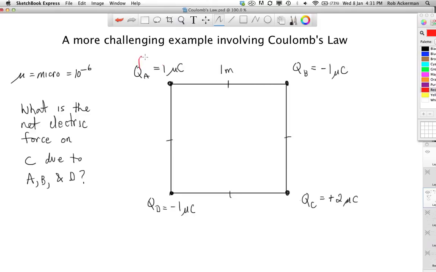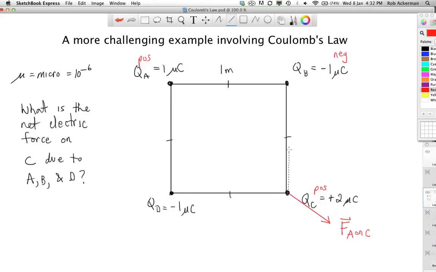A is positive, and C is positive, so they're going to repel one another. They repel along the line that joins them, and so I could draw a vector pointing this way, and I might give it a symbol F, A on C, or maybe FAC, just to keep things simple. For that matter, B and C, they are oppositely charged. This one's negative and that's positive, so C will be attracted to A.